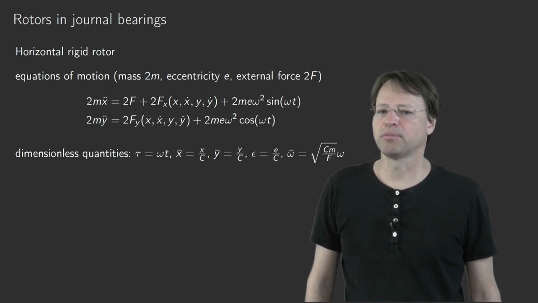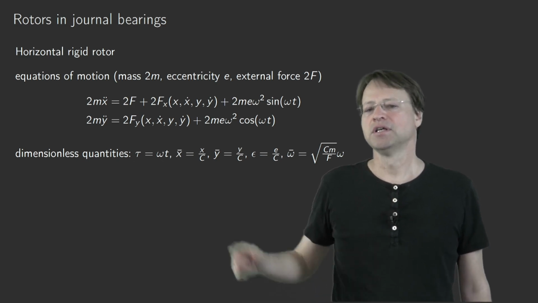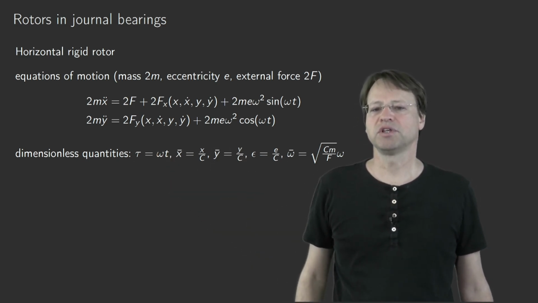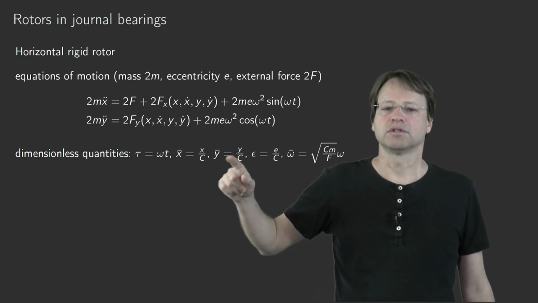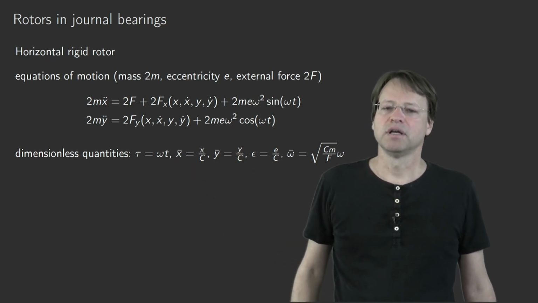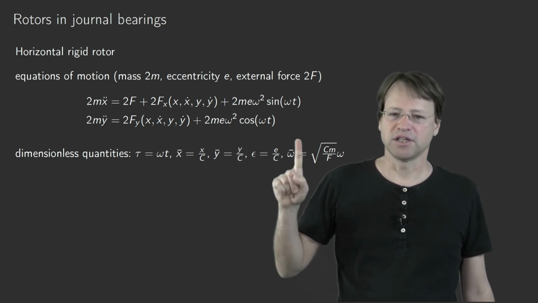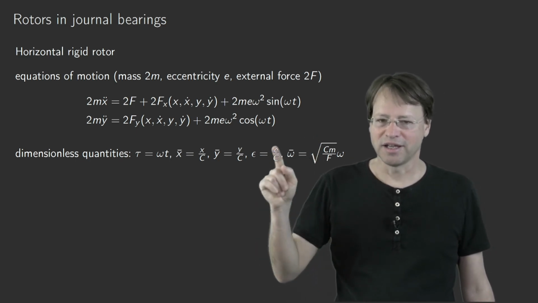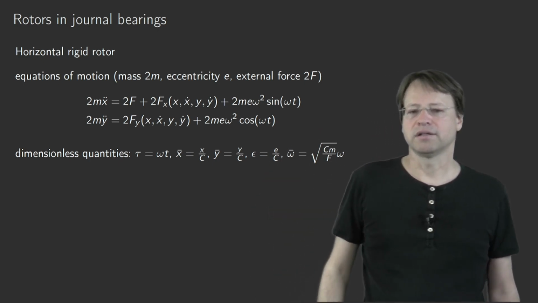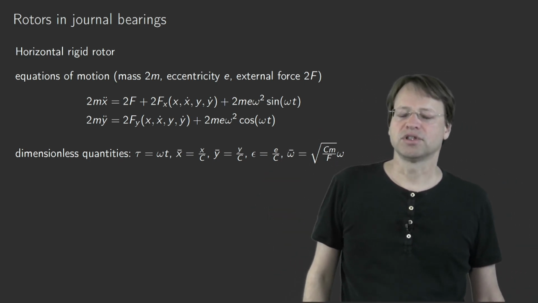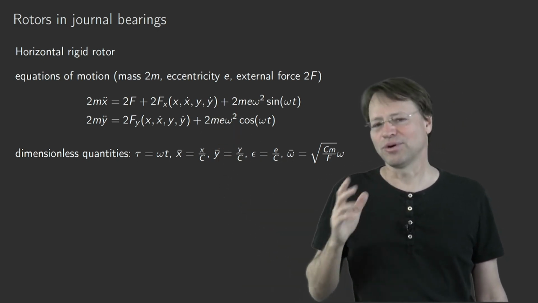So what are the appropriate dimensionless quantities here? Well, for time, the dimensionless time is equal to the rotational speed times physical time t. For the displacements x and y, we divide by the clearance as before. For epsilon, attention, again, that epsilon is with E here. It is not the eccentricity ratio anymore. It is the dimensionless eccentricity, let's call it like this.